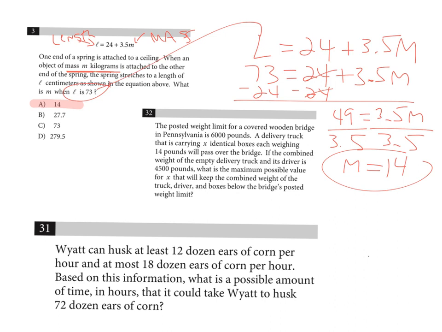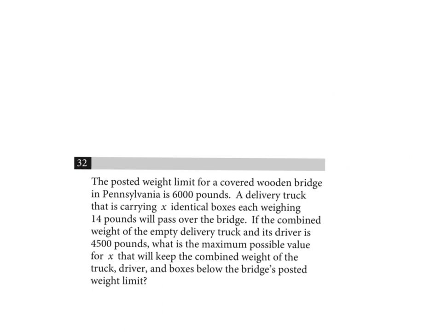Problem 32. The posted weight limit for a covered wooden bridge in Pennsylvania is 6,000 pounds. A delivery truck that is carrying X identical boxes, each weighing 14 pounds, will pass over the bridge. If the combined weight of the empty truck and the driver is 4,500, what is the maximum possible value for X that will keep the combined weight below the bridge's posted limit? So here we want the weight to be below. We want it to be less than the limit, which is 6,000.